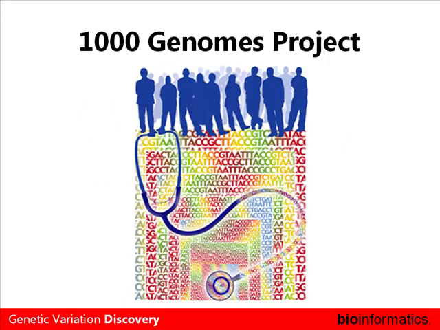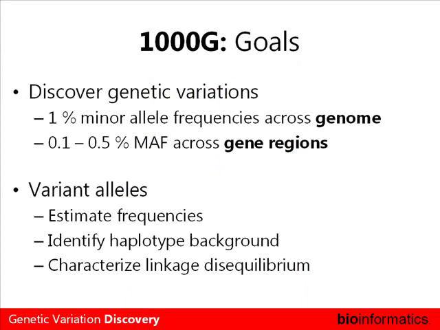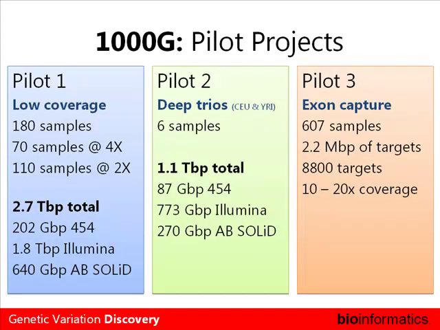So the last part I'll talk about is the 1000 Genomes Project. You've probably heard bits and pieces about what it involves and what the goals are. The major goal is to discover genetic variations at the 1% level across the entire genome, but in gene regions they want to get down to 0.1%. And with these variants they discover, they want to estimate the allele frequencies, identify the haplotype background, and also characterize LD.